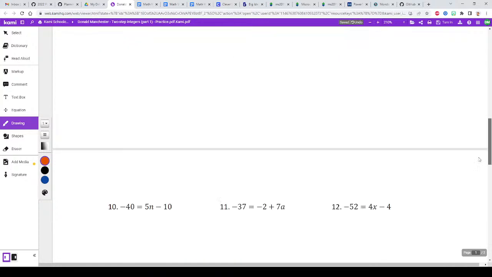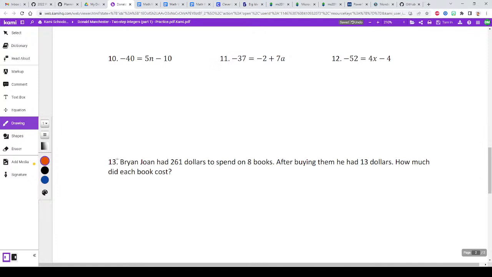So let's turn the paper over. So now, to undo subtraction, I should say it this way. Our constant's negative 10, so we're going to add the opposite, which is positive 10. Negative 40 plus 10 is negative 30. Equals 5n. To undo multiplication, we divide both sides by 5. Negative 30 divided by 5 is negative 6, so our answer is negative 6.